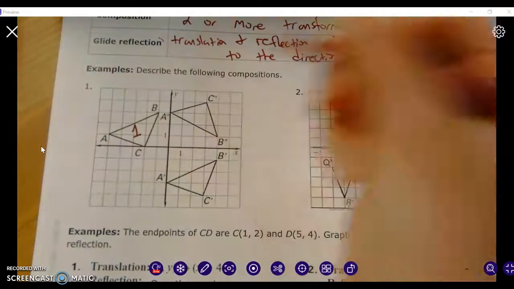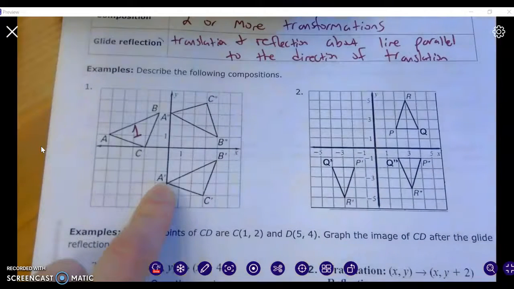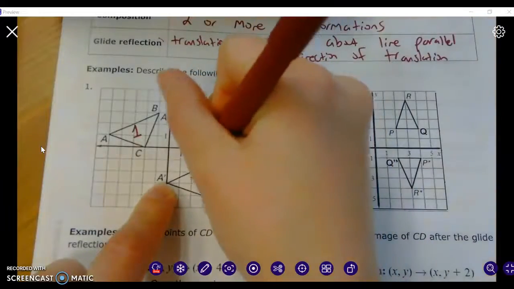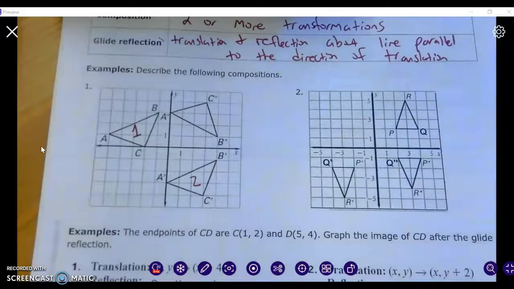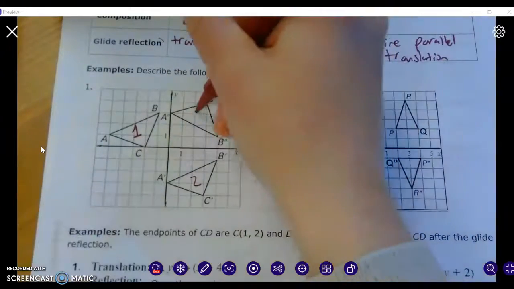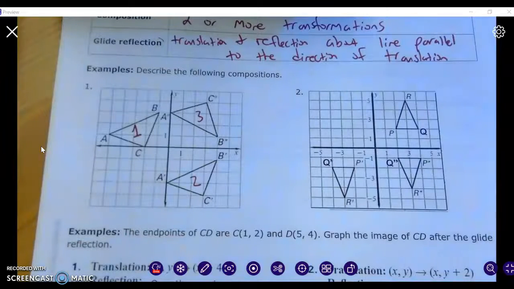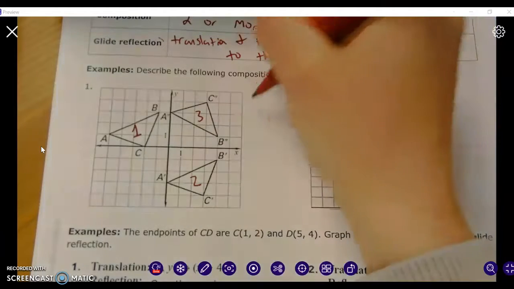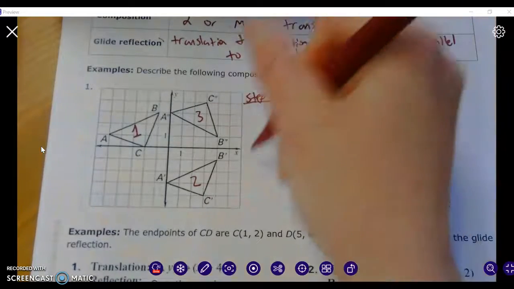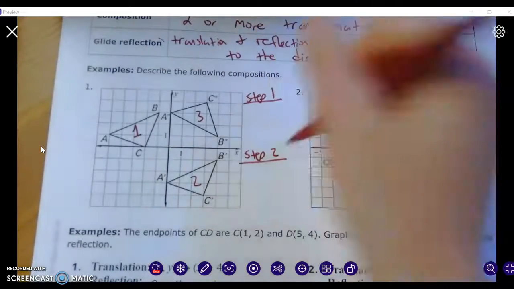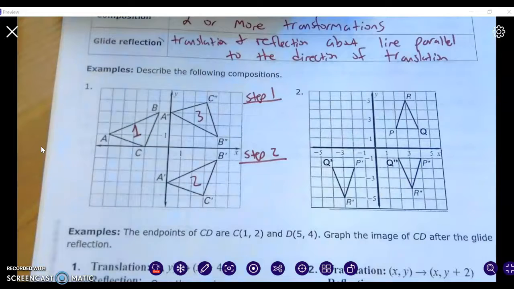And then my second shape is the one with 1 prime. And then my third shape is the one with 2 primes. Okay? Questions about how I figured that out? Does everyone know how I figured out which one was first, second, third shape? We get on that? Okay. So, then we're going to have 2 steps. Right? Because there's 2 different transformations that were done.